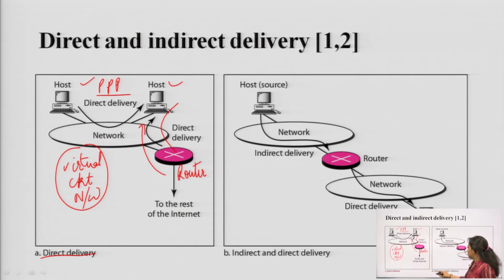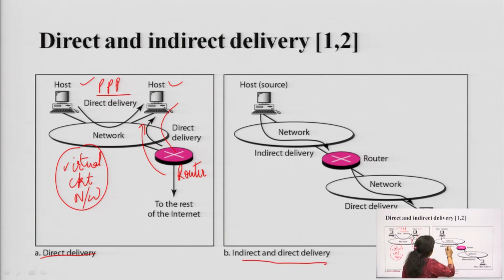Now, the second case is indirect delivery. In this diagram, you can see that it explains both the concept of indirect delivery as well as direct delivery. In this indirect delivery, this host will act as a source, this host is acting as a destination, and this is the router, the intermediate node. If I want to transmit the data from this point to this point, then it has to follow through this router, through this network.